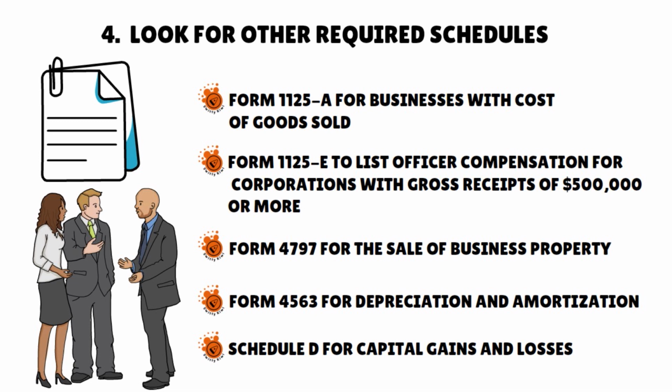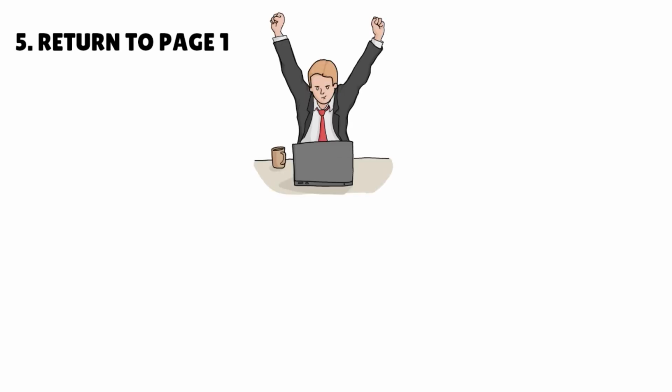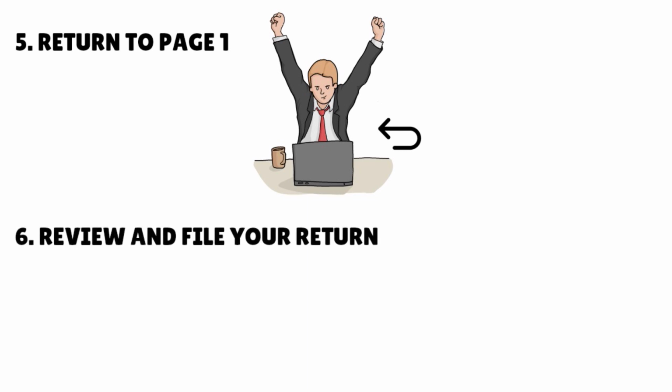And the fifth step here, step 5, return to page 1. So once you're done filling out the rest of Form 1120 and required attachments, you're ready to finish the first page. So return to the face of your tax return to fill in any blanks. And the next thing you need to do here, folks, is review and file your return.